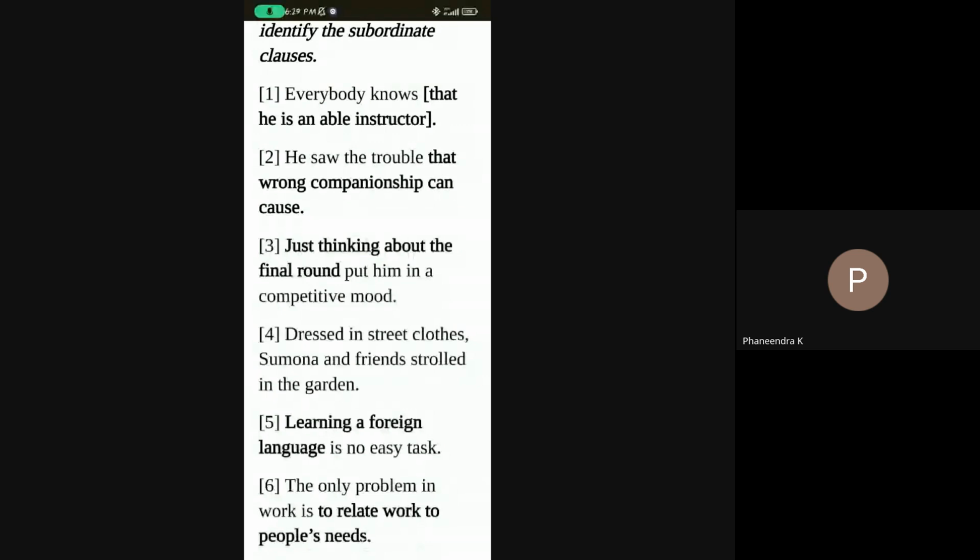Now, the other part of it is about what kind of clause this is, right? Do you want to do some guessing? Do you want to try and answer since you have watched the lectures already? What clause is this? What type of subordinate clause is "that he is an able instructor"?